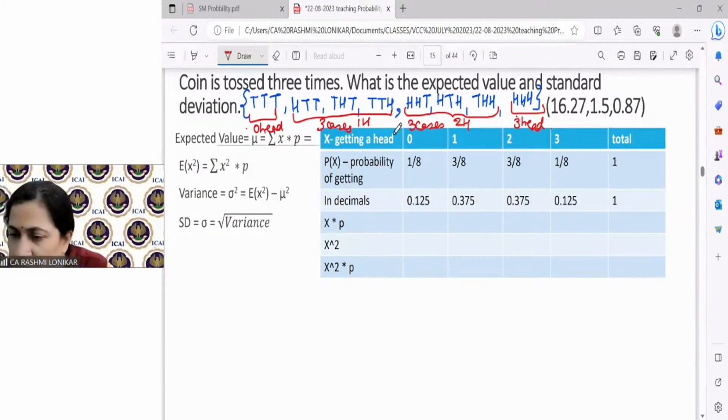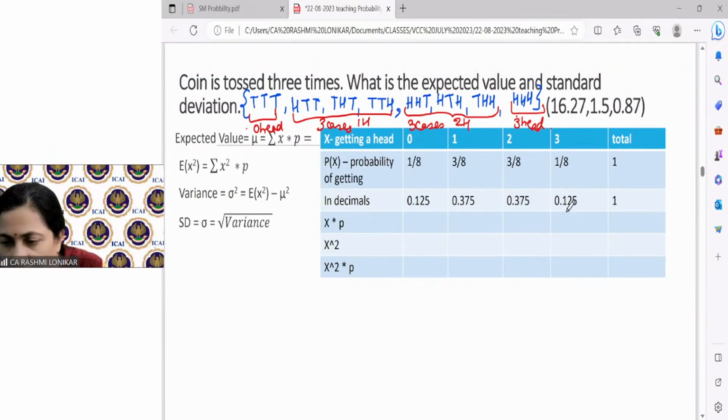So I have written 0, 1, 2, 3. This is how you get the numbers. Then the probabilities are 1 by 8, 3 by 8, 3 by 8 and 1 by 8. And I try to add them up. The addition also comes to equal 1. In decimals I have written them down.